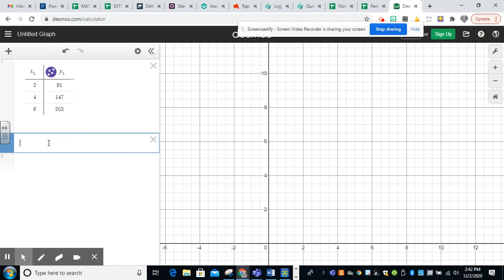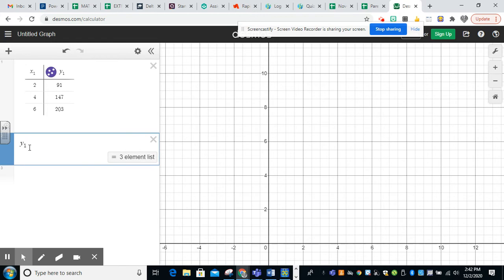So I want the calculator to do the equation for me. So watch carefully how this works. You can't just type in y equals mx plus b. It has to be a little specific. We have to use a y1 and an x1. So we have y1. Notice how it automatically made it a subscript.